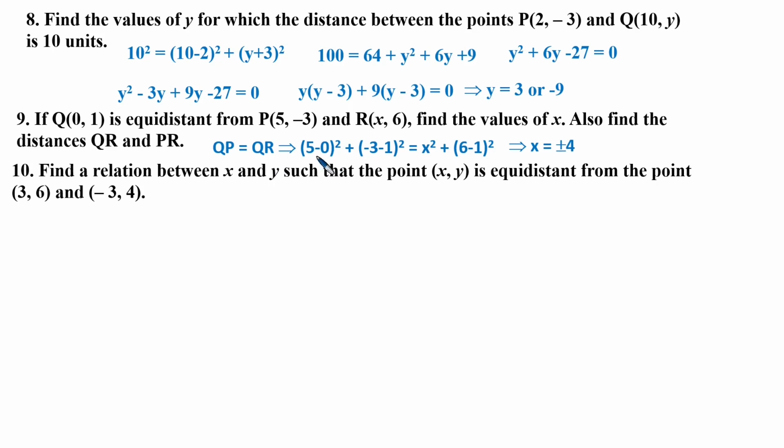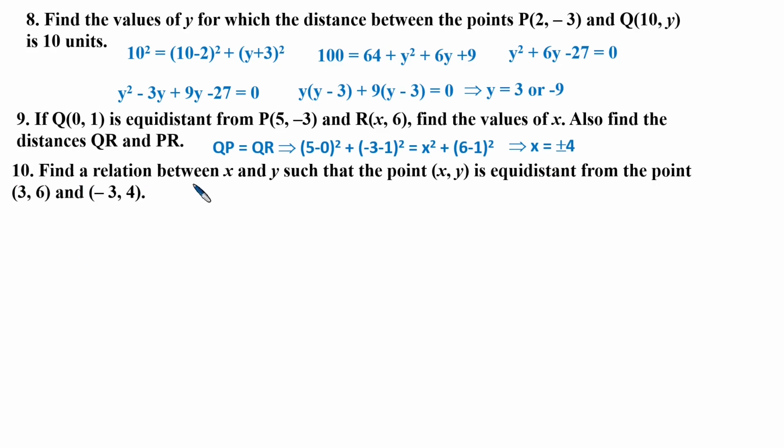Here it is given, okay. This is 5 minus 0, then minus 3 minus 1. This is QP and it is equal to RQ here, okay. x minus 0 is x square plus 6 minus 1. So you again expand it and you will get x is equal to plus or minus 4.